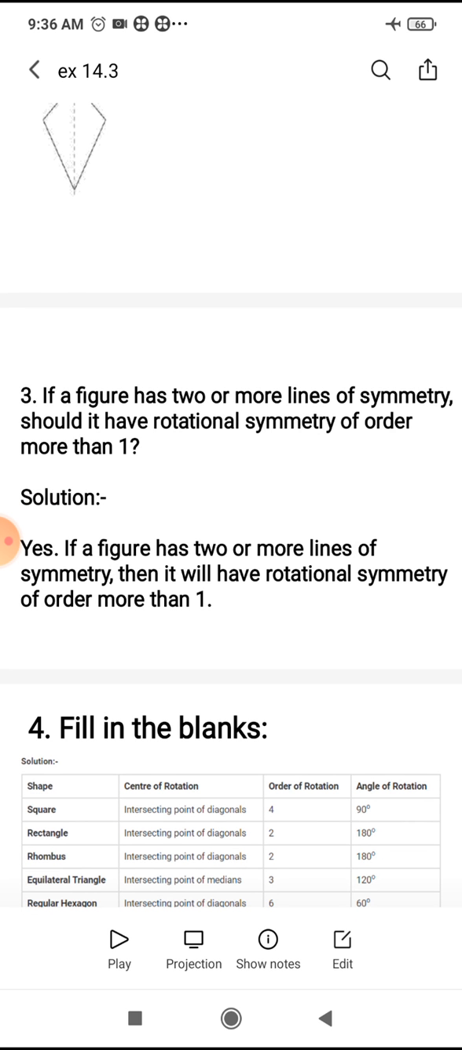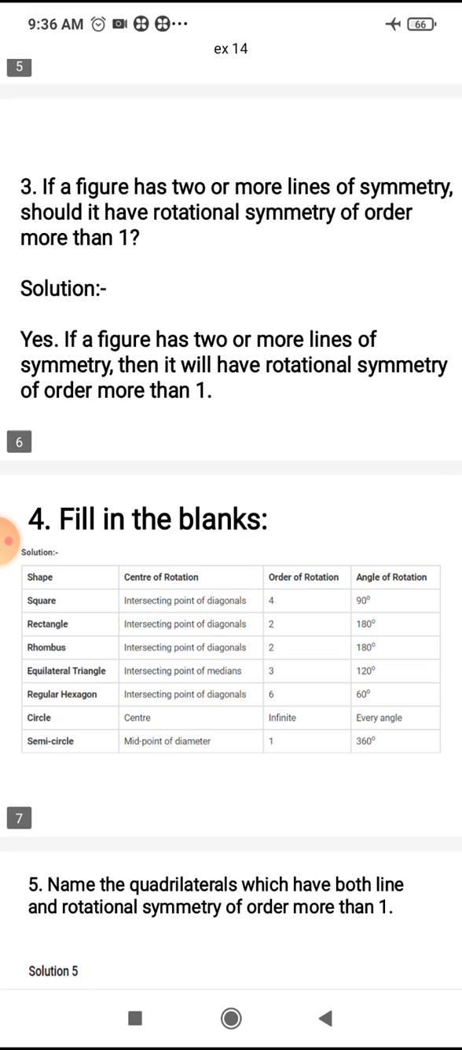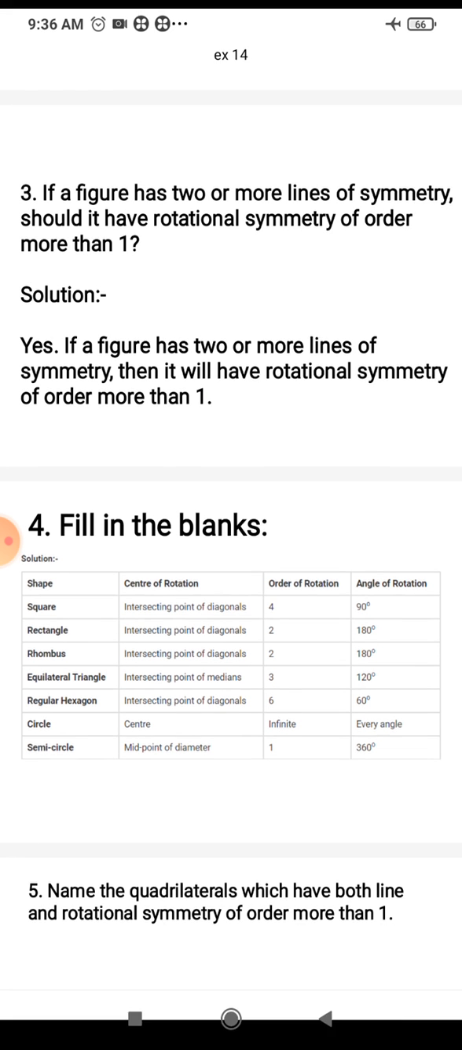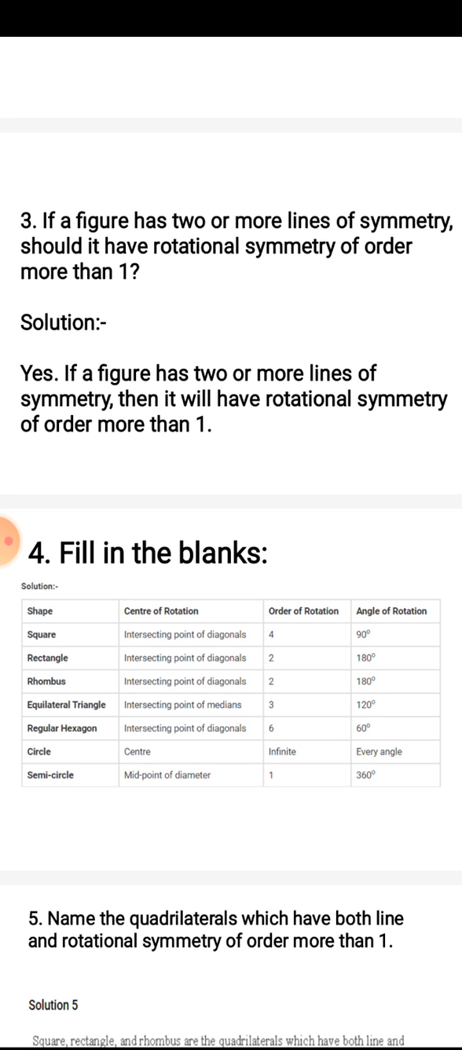Yes. Now come to question number 4. Fill in the blanks. The shapes will be given. You have to write down the center of rotation, order of rotation and angle of rotation.